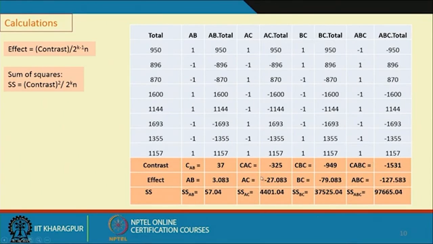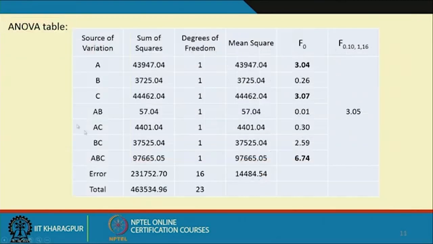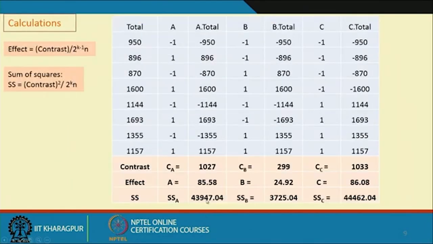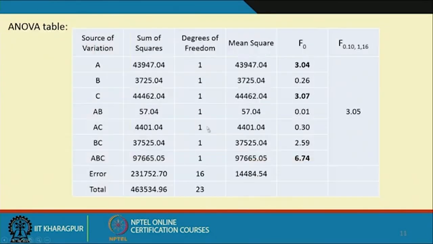Once you have all those calculations, you now compute the ANOVA table. In the ANOVA table, sources of variation, there will be 7 sources, 8 sources of variation including error. Now, first one, what is the SS? SS is 43947.04. In the same manner you write down all the SS. And what is the degrees of freedom for total? There are 24 observations, so the degrees of freedom is 23. How many degrees are lost for the model parameters?